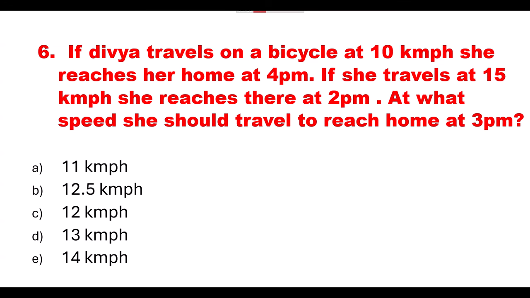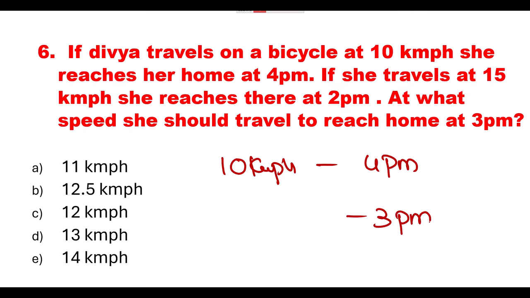Many methods are there, not just time and distance; you can do it with a basic approach. At 10 kilometer per hour you're reaching at 4 p.m. At 3 p.m., what speed do you need to maintain? For 2 p.m., if you want to reach, your speed must be 15 kilometer per hour. Now what speed? Don't say 12.5. For your information, it's not 12.5.